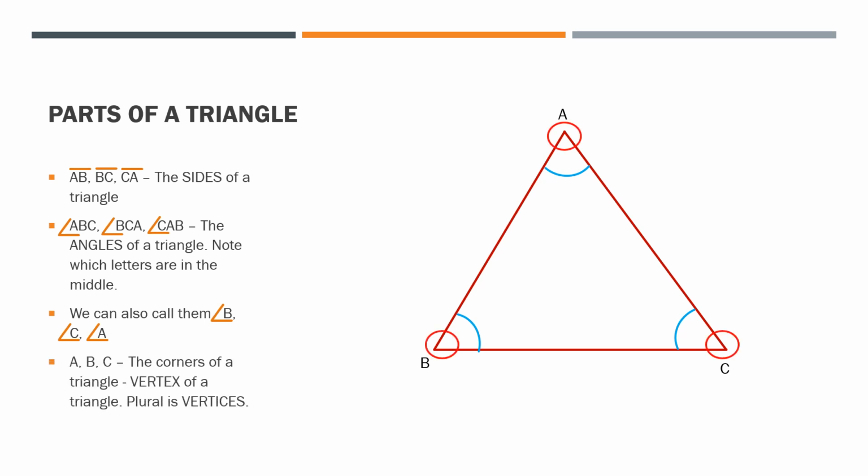Next we have the points A, B, and C. These are the corners of a triangle and are called the vertex. The plural of vertex is vertices. You can pause the video now and complete your notes.